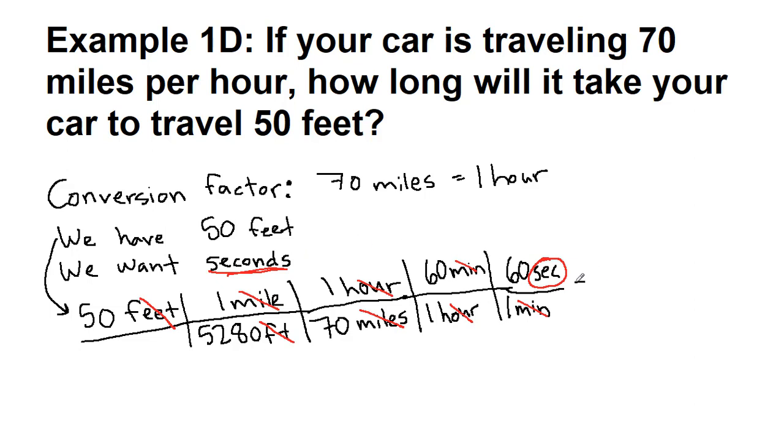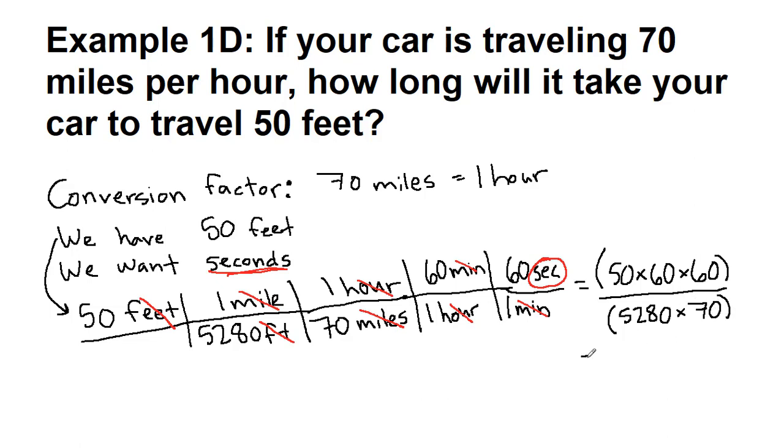All right, so now that we've gotten to our final unit, we have to multiply everything out. So we've got on the top 50 times 60 times 60. And on the bottom, always, always remember your parentheses, we've got 50 to 80 times 70. All right, so we're going to put this into our calculator.